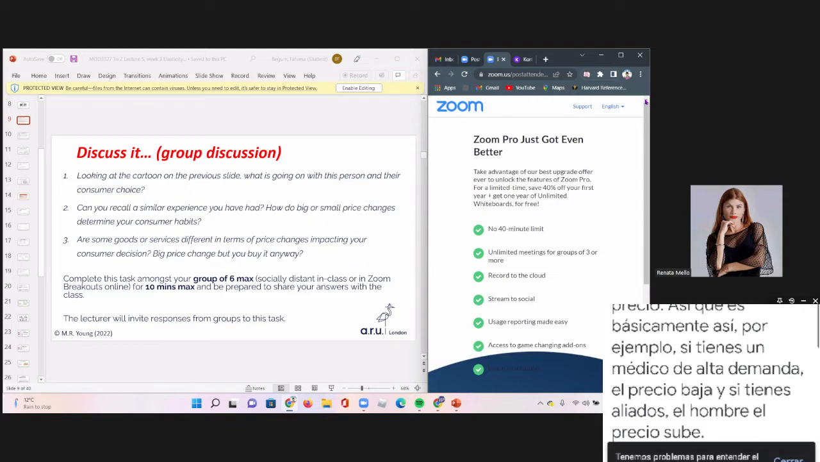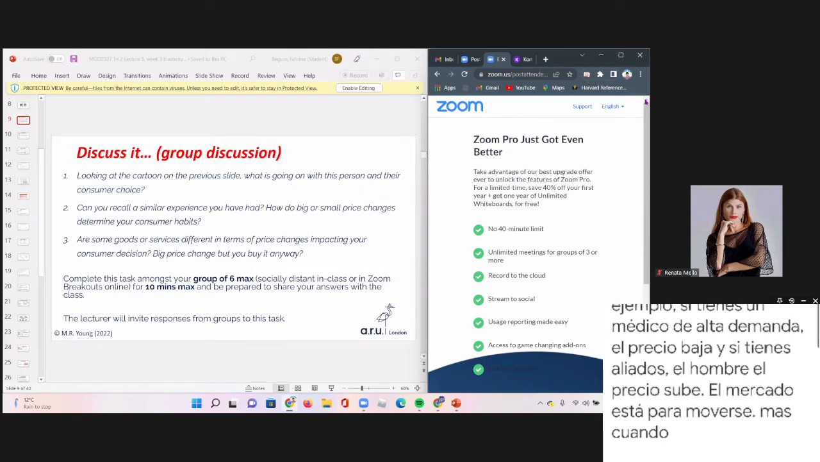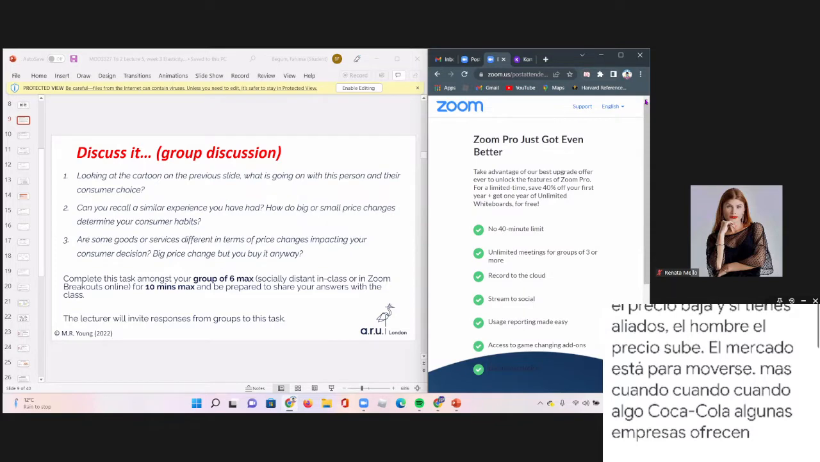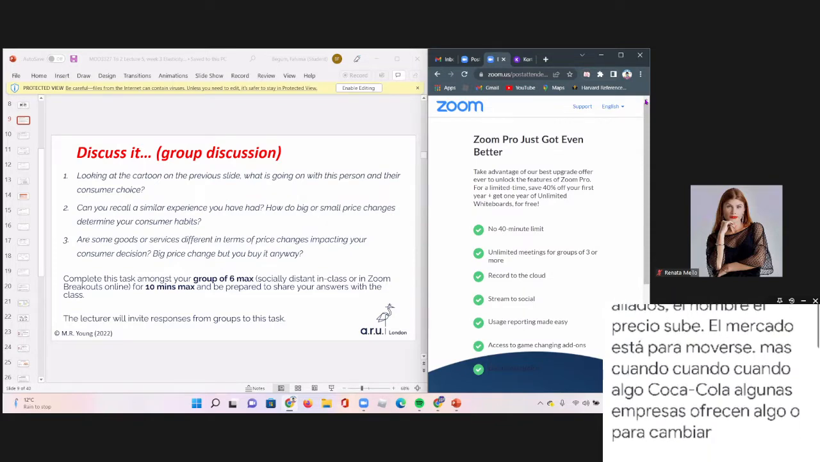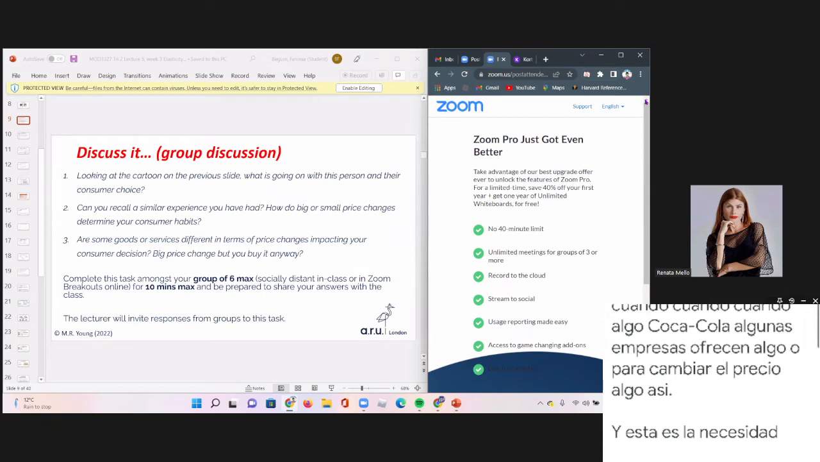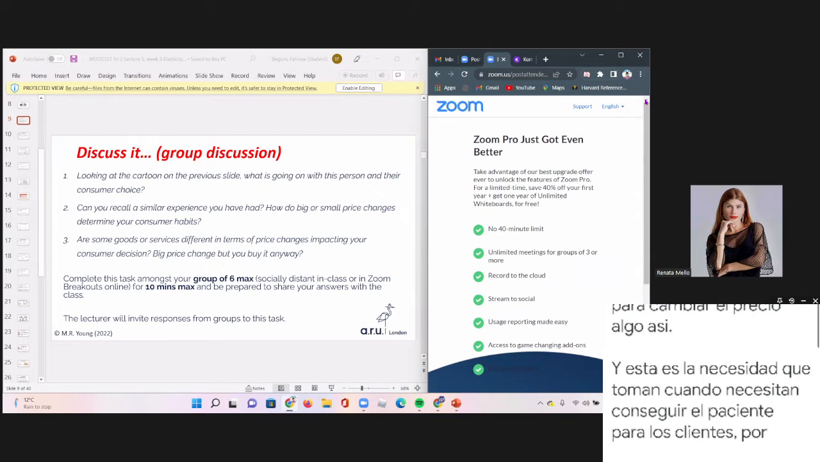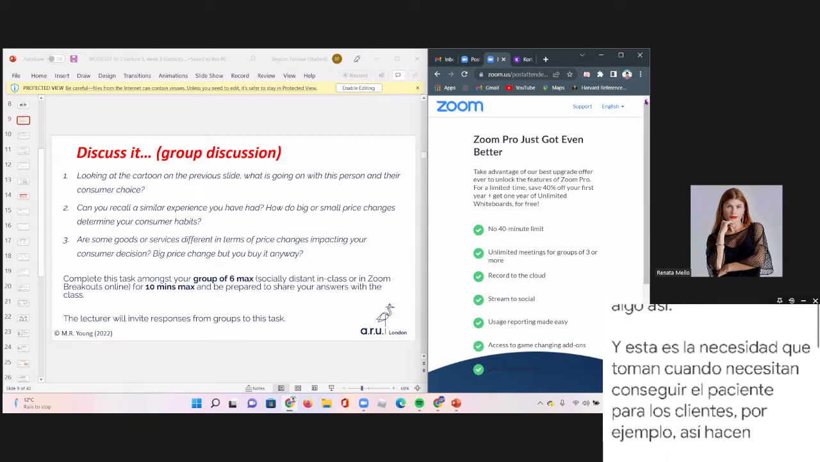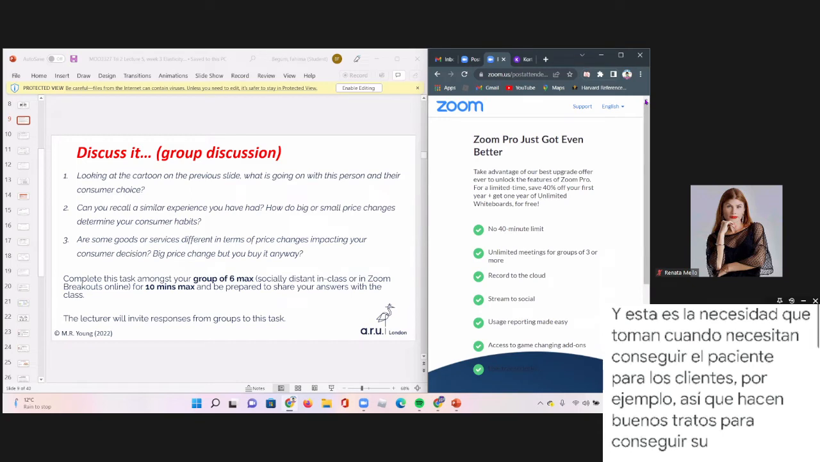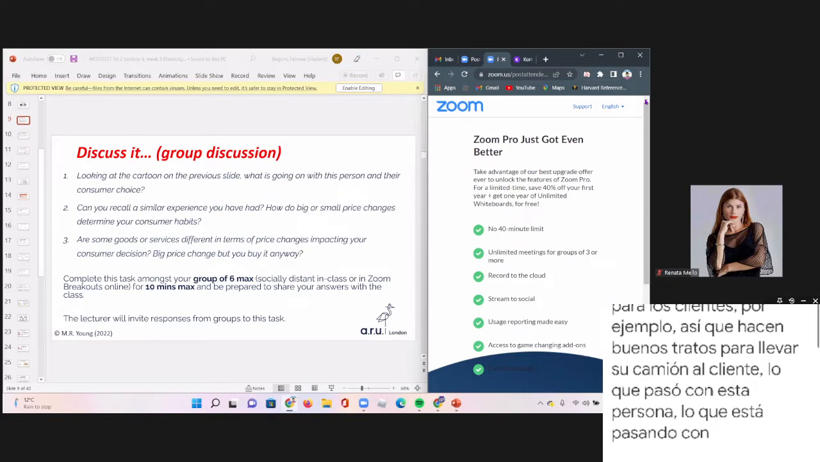The market moves more when some companies offer something or change the price. This is a lever they use when they need to get the attention of clients. So they make good deals to attract the customer. But what happened with this person? What is going on with this person and their consumer choice?